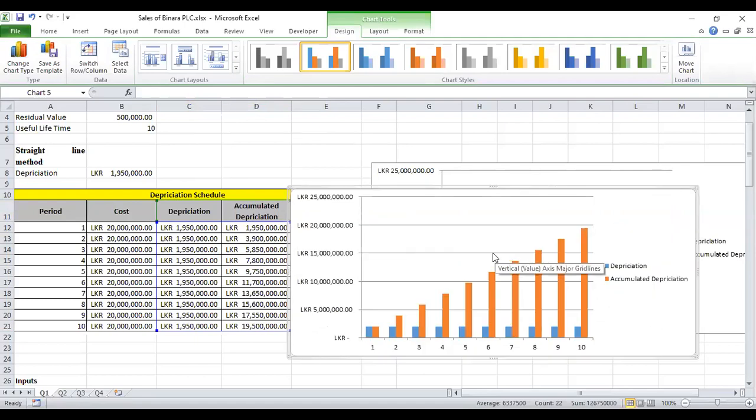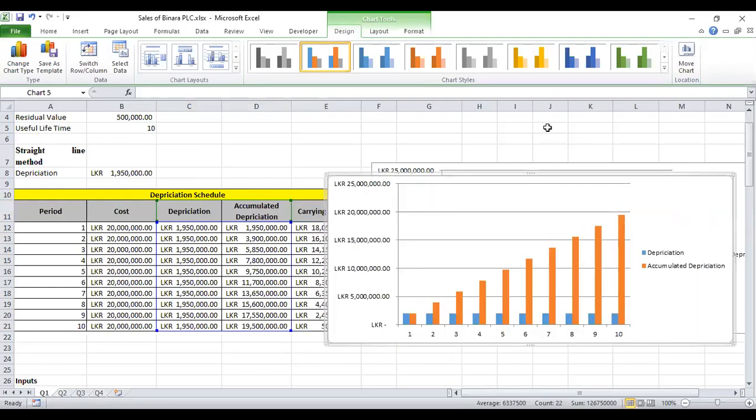Then by looking at this graph, you can see each year from the first year to the 10th year, the depreciation is equal. So it is reflected graphically, and when it comes to the accumulated depreciation, you can see that it is continuously increasing. So it increases by the same amount. Then at the end of the period, it has come to a point where the carrying amount becomes equal to the residual value. Yes, very correct.